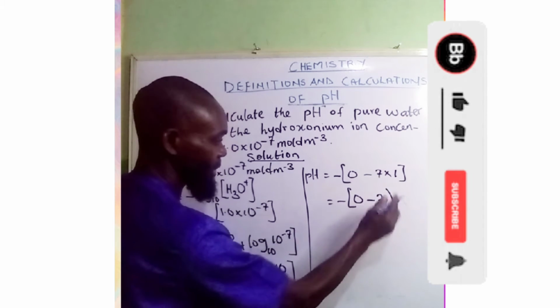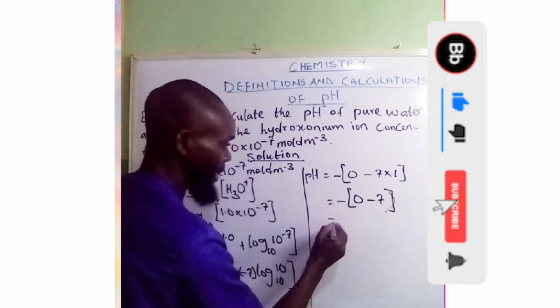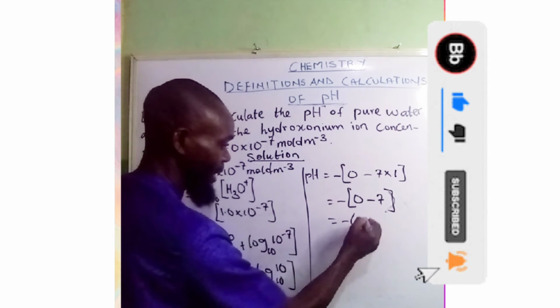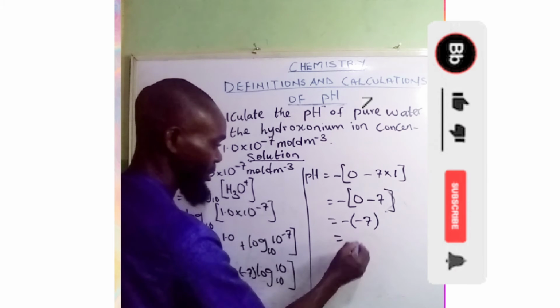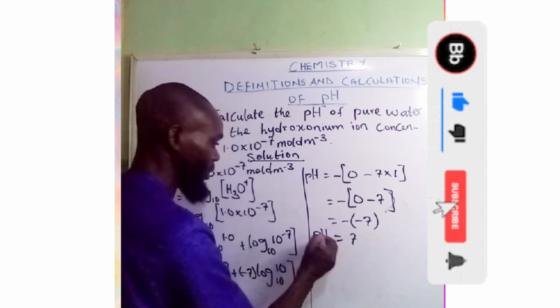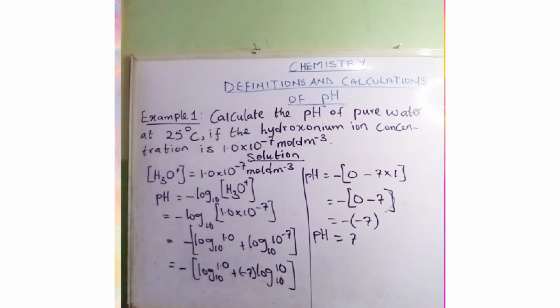So we have minus 0 minus 7 times 1, we have 7. So 0 minus 7 gives us minus 7. So we have minus multiplied by minus 7. Our final answer equals 7. So the pH of pure water here is equal to 7.